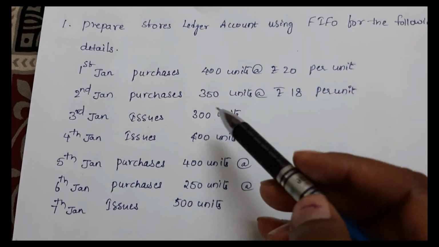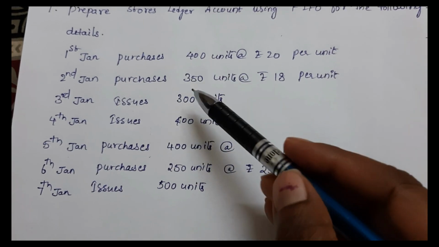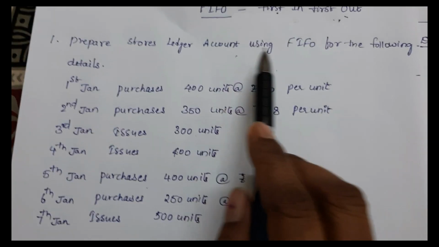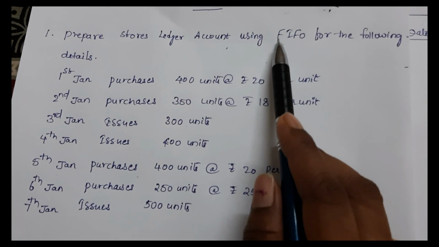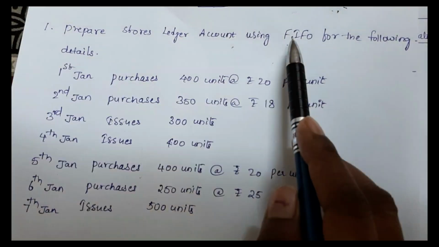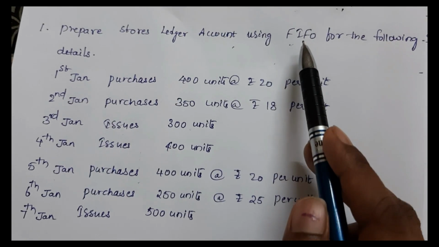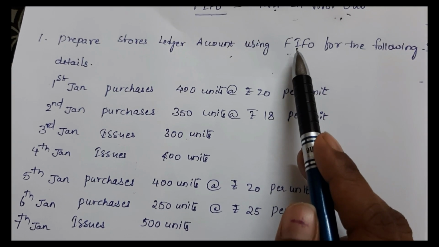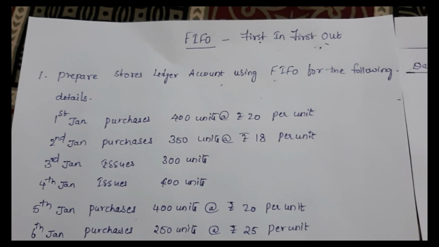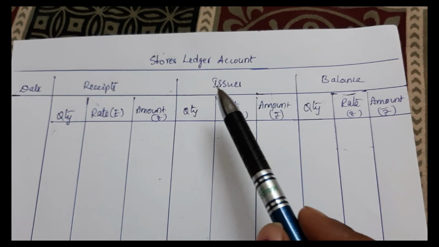So these are the material purchases and issue details on different dates with different units, and you are supposed to prepare a stores ledger account using FIFO method. So as I told you, FIFO represents first in, first out. So the material which comes in first will be considered for the purpose of first issue. So that is the concept of first in, first out. So now we will see the solution and how to prepare a stores ledger account.